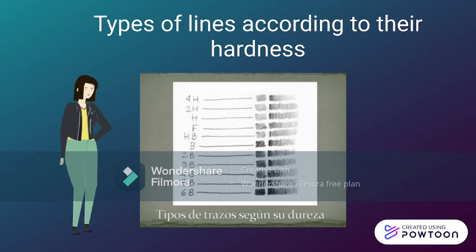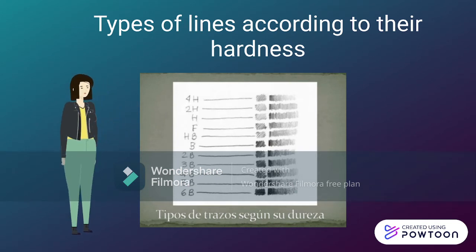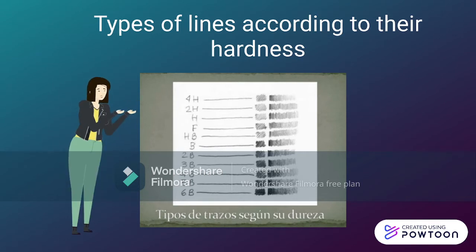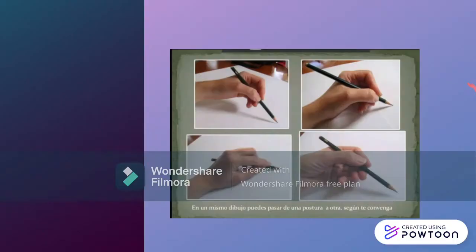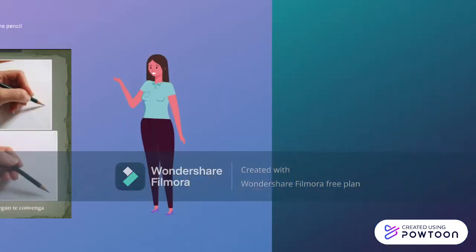Now I show you the types of lines according to their hardness. Way to take the pencil. In the same drawing, you can change the posture of the hand according to what is needed.